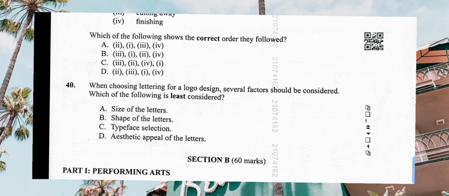After number 39, we got 40, the last question for section A. Choosing lettering for logo design, several factors should be considered. Which one of the following is the least? Least is the one that should not be considered mostly. So which one should not be considered mostly? We have size of the letters, shape of the letters, typeface selection, aesthetic appeal of the letters. Of course, the one that we should not look at is the size. The least is size of the letters.